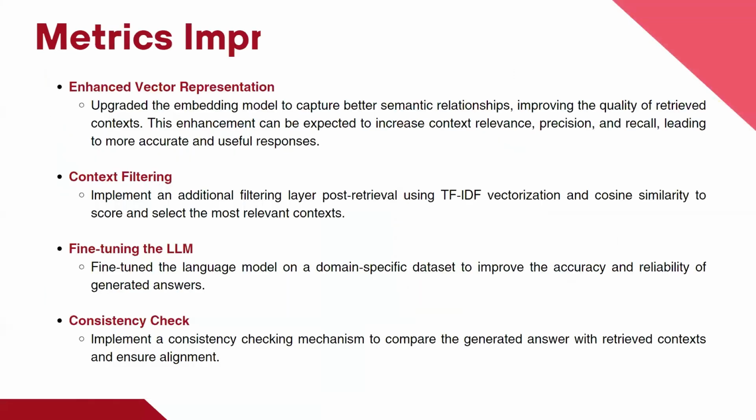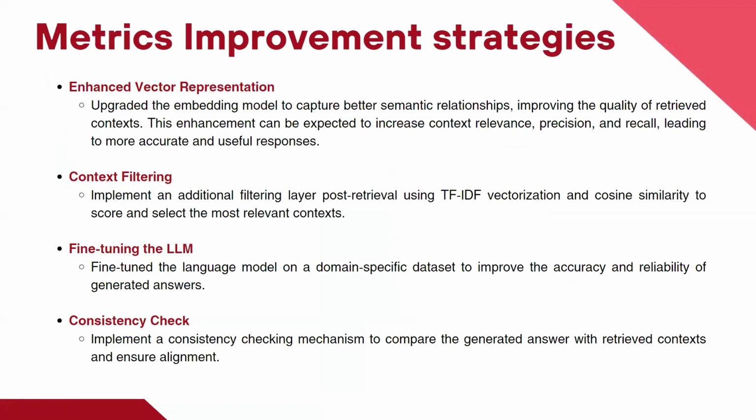Now let's talk about some improvement strategies to improve our metrics. Using an enhanced vector representation, we upgrade the embedding model to capture better semantic relationships, improving the quality of the retrieved context. This enhancement can be expected to increase context relevance, precision, and recall, leading to more accurate and useful responses. So I suggest using this enhanced vector representation by upgrading the embedding model.